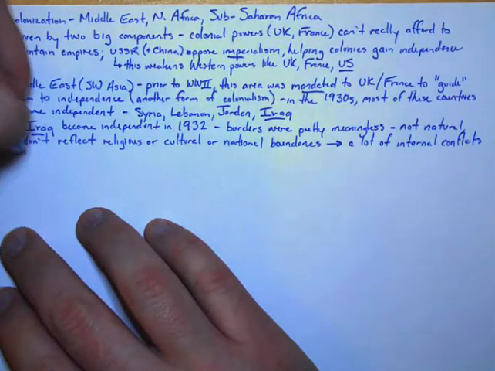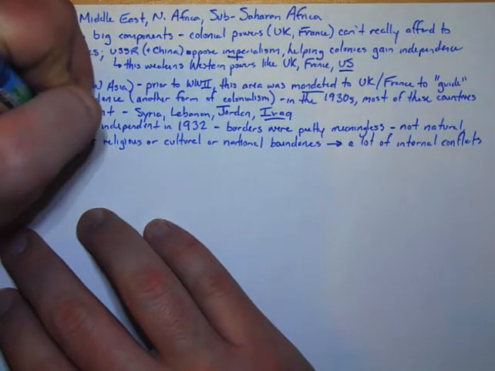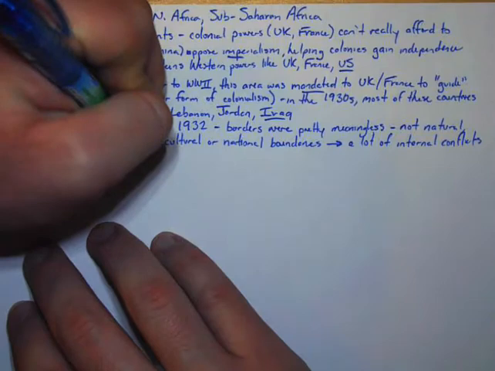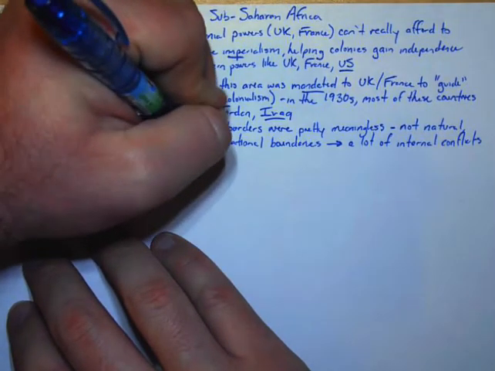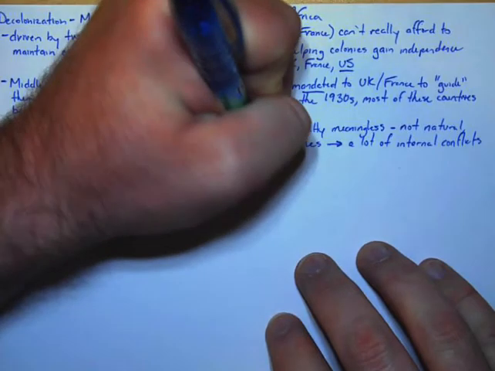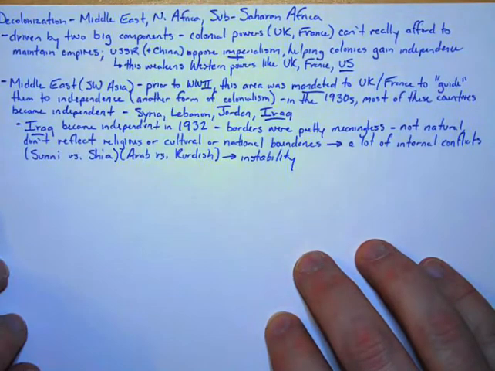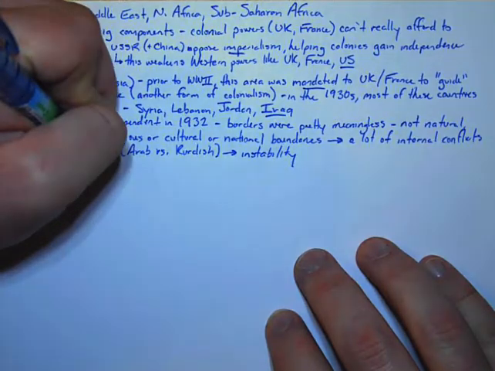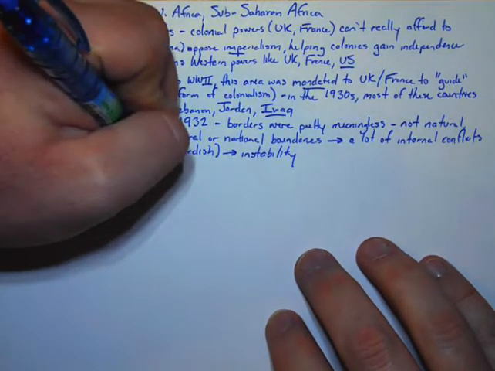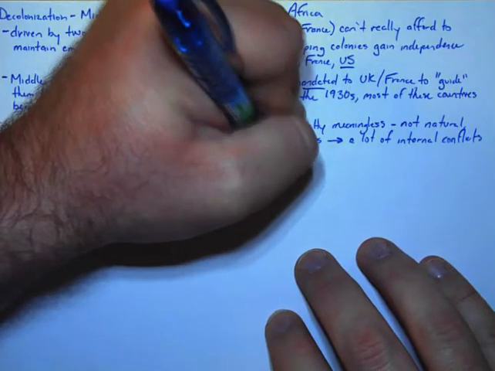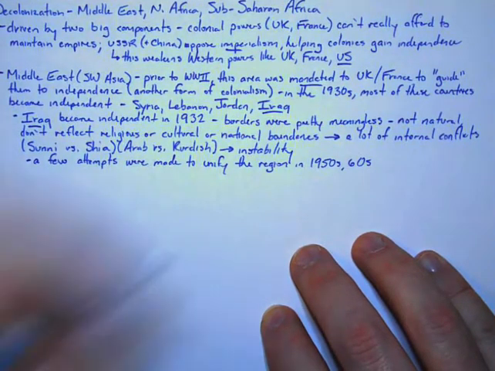So we have Sunni versus Shia conflicts inside of Iraq. We have Arab versus Kurdish conflicts inside of Iraq. And all of this leads to instability. And while there were a few attempts that were made to unify the region in the 1950s and the 1960s, they all failed.